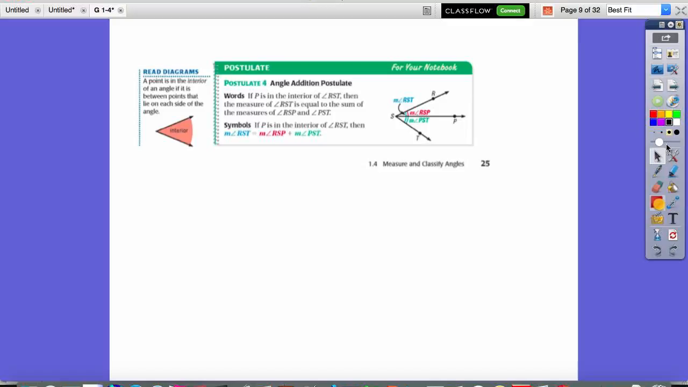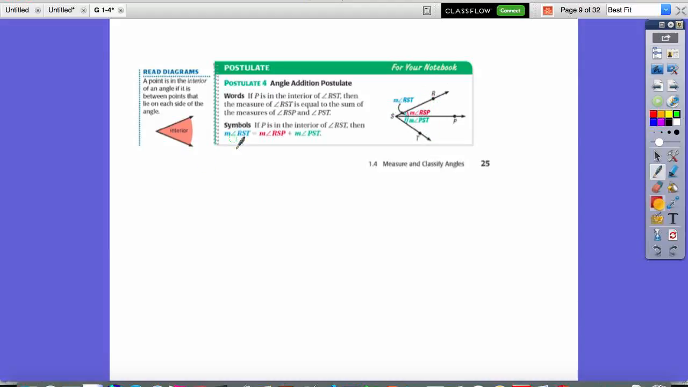So now we're going to talk about the angle addition postulate. This is just like the segment addition postulate. If I have 2 angles, so here I have an angle in red that they're calling RSP, and an angle in green that they're calling PST. If I add them together, they're going to equal the total.